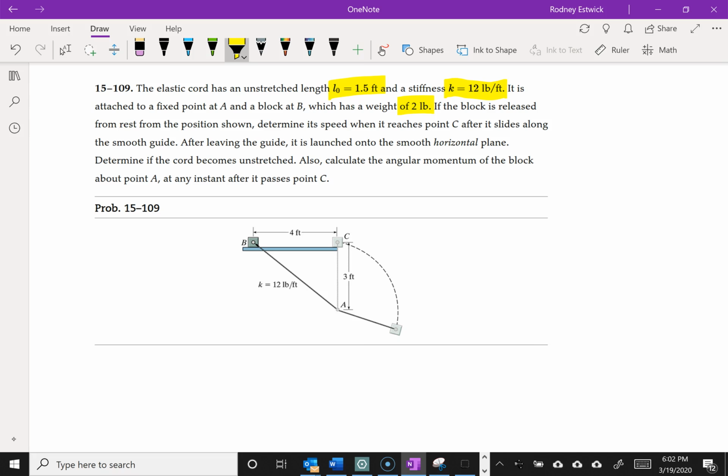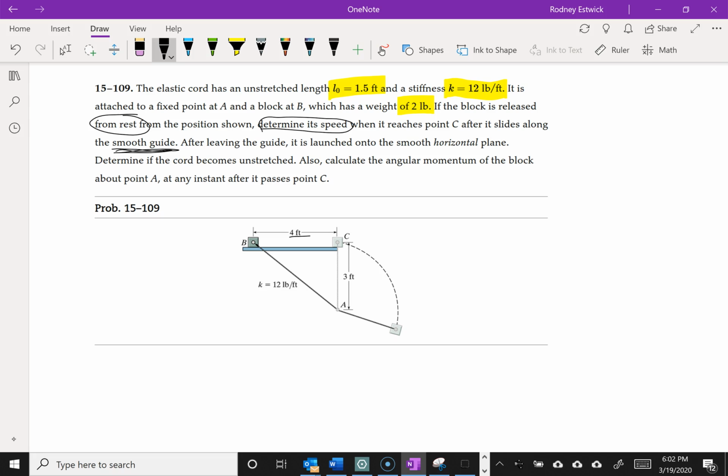If it's released from rest in the position shown, which is 4 feet away from C, determine its speed when it reaches point C after it slides along the smooth guide. So there's no friction along this guide, the smooth guide. And this will be important because it looks like a table, right? Like it's gravity up. It's not, because look at this.